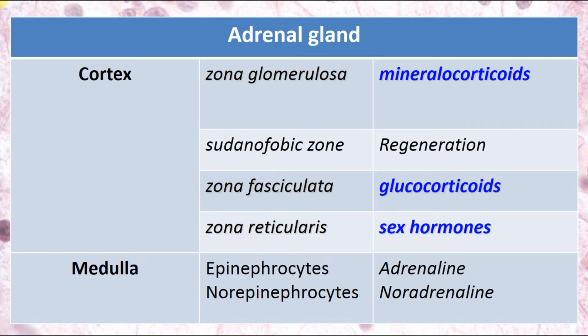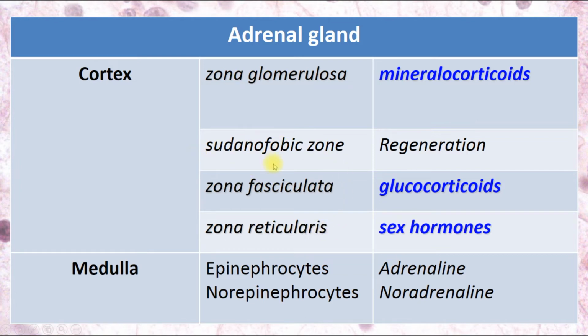It's called sudanophobic zone because this zone may be revealed using Sudan staining. Sudan staining reveals lipid inclusions inside the cells. Hormones of adrenal cortex, they are lipids, they are steroids, they have lipid origin. So they are revealed with Sudan. But if we apply Sudan staining, we can see that zona glomerulosa has granules, zona fasciculata and zona reticularis have granules which are stained with Sudan.